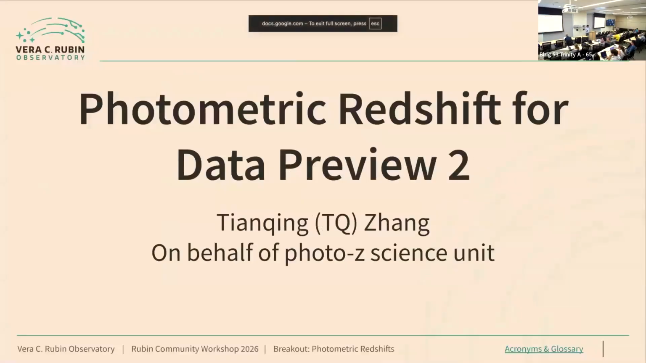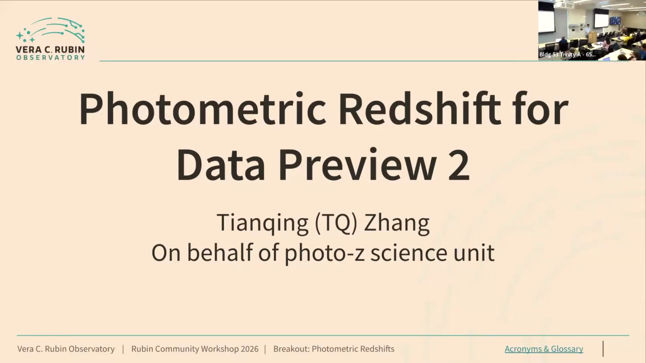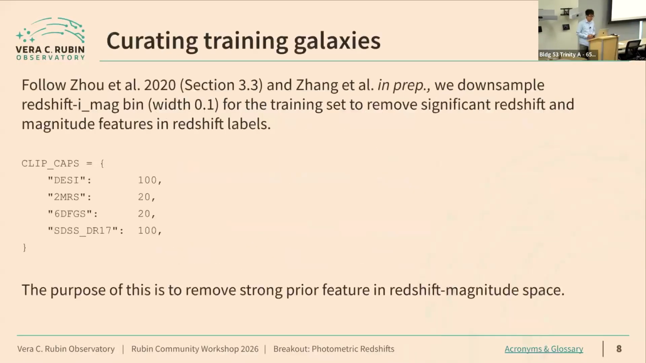Okay, hi, I'm TQ, and sorry, I just messed up my shirt. So I'll briefly talk about the photometric redshift production for Data Preview 2 on behalf of the PhotoZ science unit in Rubin Observatory. This work heavily stands on the shoulders of the PZ server team's work for curating the training set and test set of DP2.